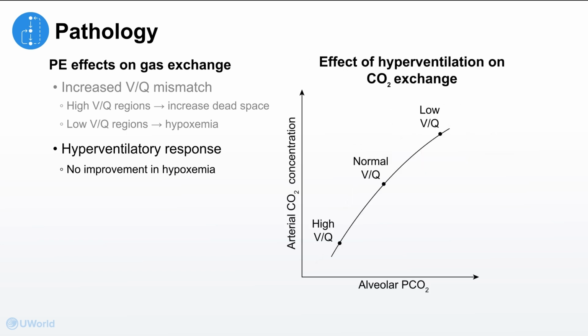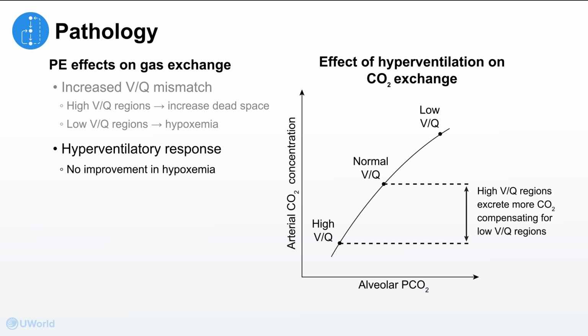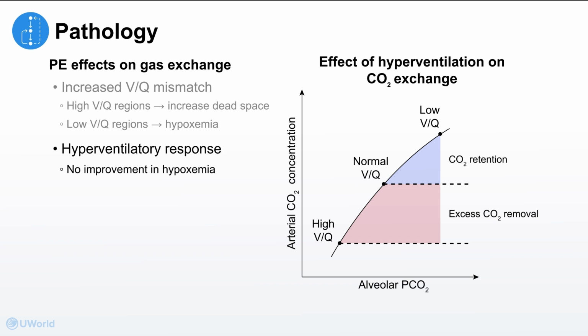In contrast, the CO2 dissolved in venous blood is normally only partially removed as it passes through the pulmonary capillaries. Increased alveolar ventilation in high VQ regions can compensate for low VQ regions by allowing exhalation of additional CO2. In fact, the hyperventilatory response frequently leads to excess CO2 removal, and many patients with PE present with hypocapnia and respiratory alkalosis in addition to hypoxemia.